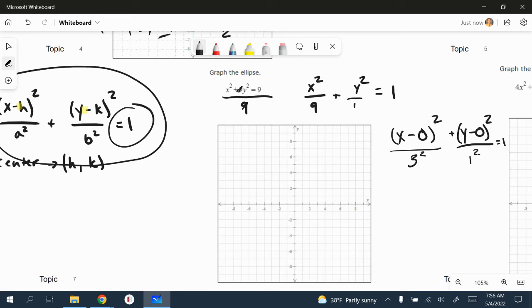We had to change the form first, and some of those are going to be easier than others. This one might be one of the easier ones, but you have to change the form, and then we can plot it. I can see that my h and k are at 0, 0 for this problem, so I'm going to put it right in the center.